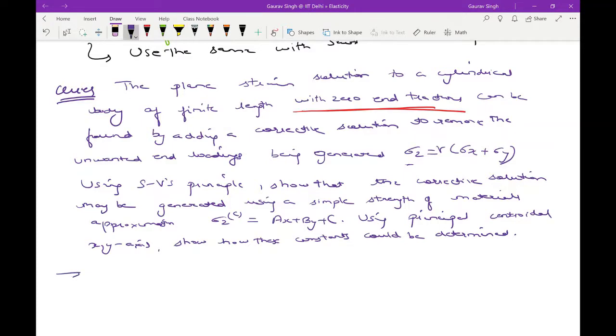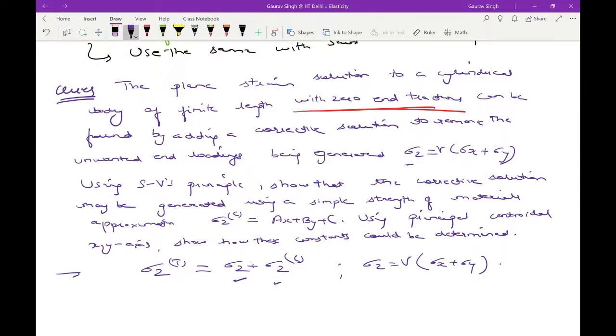Okay, let's see how we can do this. The eventual objective is that the traction should disappear. So the total strain in the z direction should be equal to sigma z plus sigma z correction. This is the actual one, this is the correction. The actual sigma z, as you know, is nu into sigma x plus sigma y, and the correction has the form ax plus by plus c.